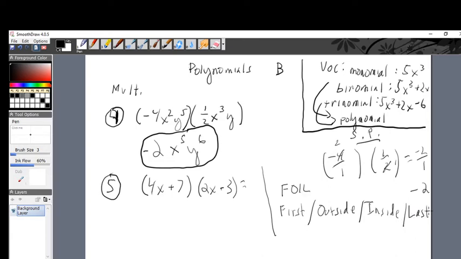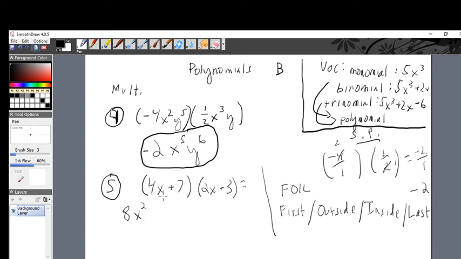Okay, so let me show you that vividly here on the left-hand side. Let's do the problem and show you what that FOIL means more exactly. First times first is what we should do first, right? First times first. So 4x, that's the first term of the first binomial, and the first term of the second binomial. Multiply them. 4 times 2 is 8. x times x is x squared.